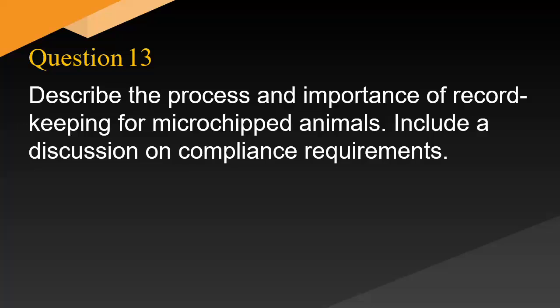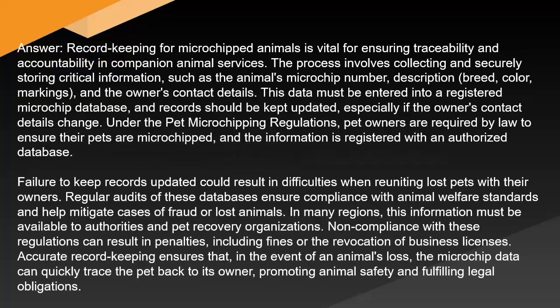Include a discussion on compliance requirements. Answer: record keeping for microchipped animals is vital for ensuring traceability and accountability in companion animal services. The process involves collecting and securely storing critical information such as the animal's microchip number, description, breed, color, markings, and the owner's contact details. This data must be entered into a registered microchip database, and records should be kept updated, especially if the owner's contact details change.